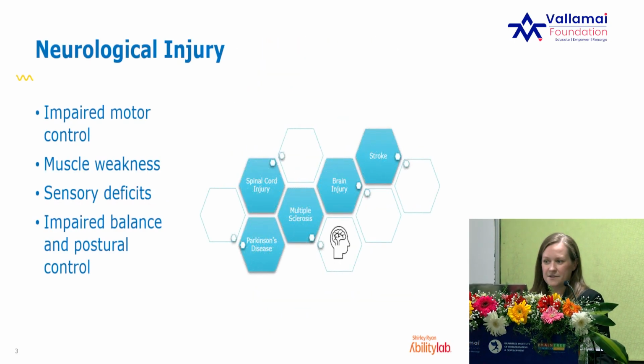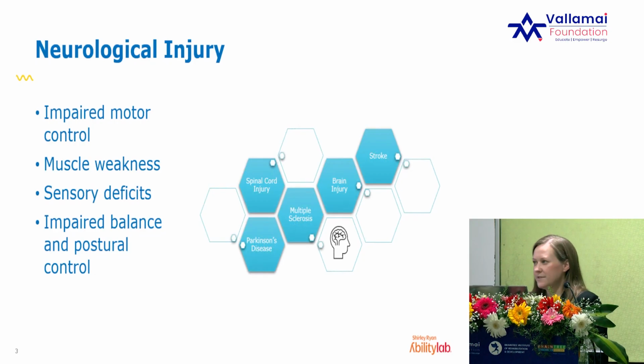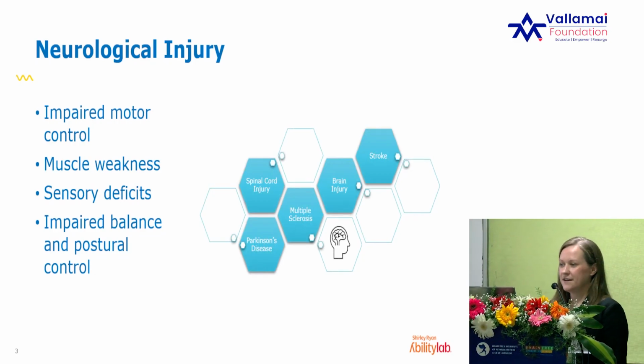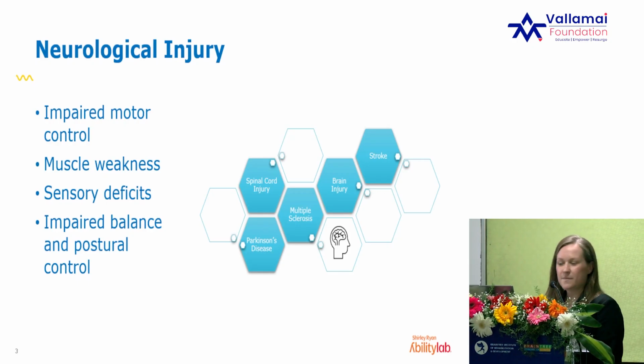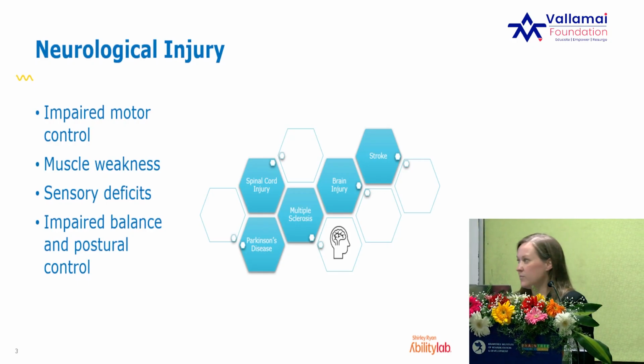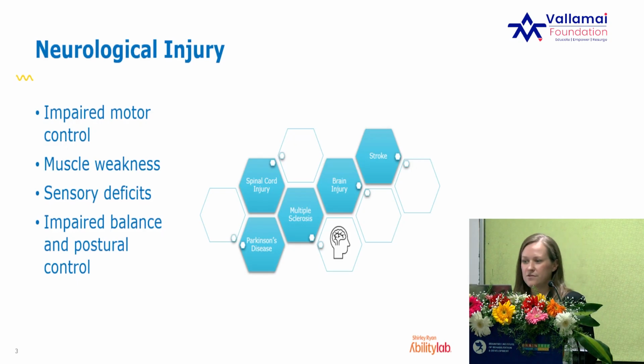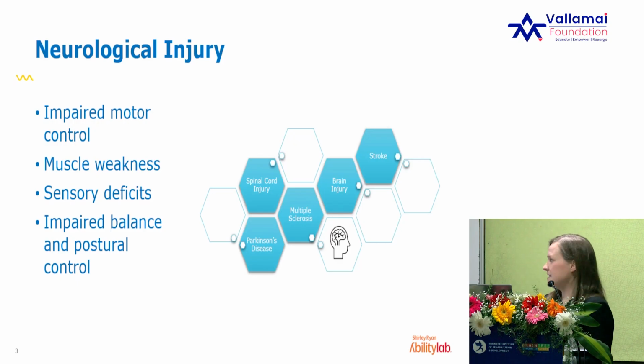So there are many types of neurological injury that we see in the rehabilitation setting, as you all know. Some of the more prevalent diagnoses we see include spinal cord injury, stroke, brain injury, multiple sclerosis, and Parkinson's disease. Generally, these types of injuries can cause impairments in patient abilities related to motor control, muscle strength, sensation, and balance, and all of these things can lead to gait impairments in these populations.